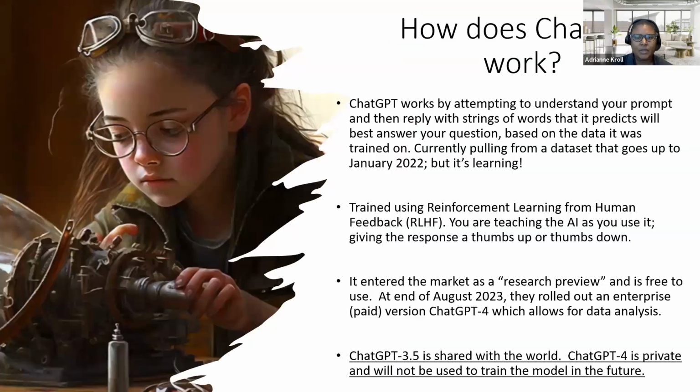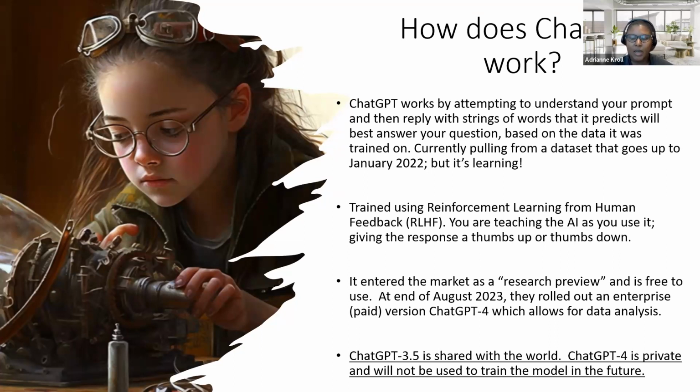All right, so let's talk about that. So how is it working? It works by attempting to understand the prompts that you give it, and then it replies with a string of words that it's going to predict will be the best answer to your question. And this is based on the data it's been trained on. So currently it's pulling from a data set that goes up to January of 2022. So pretty much anything that was on the internet up to January of 2022 was made available to ChatGPT, but it's still learning. It uses something called reinforcement learning from human feedback. And so basically you are teaching the AI as you use it.